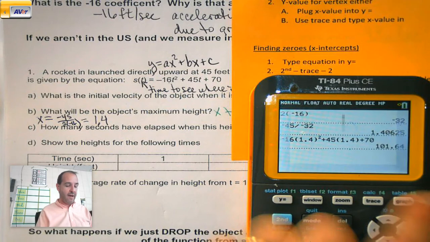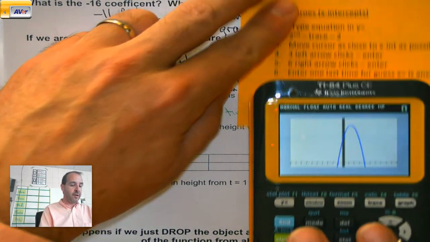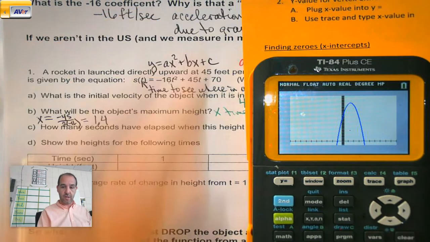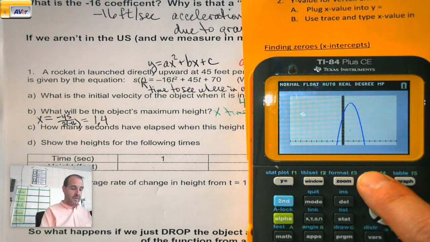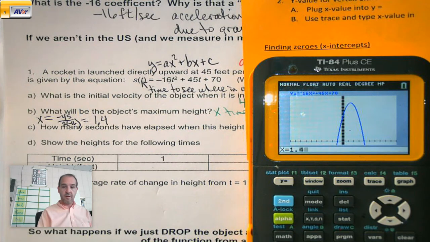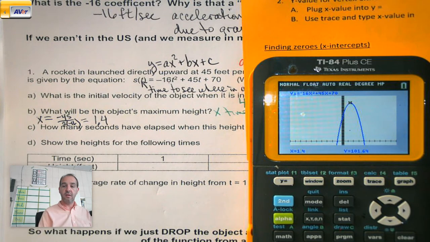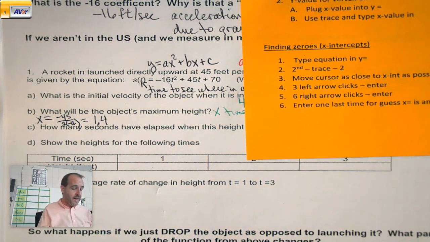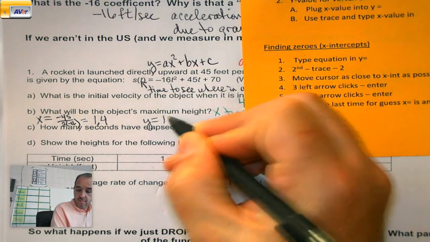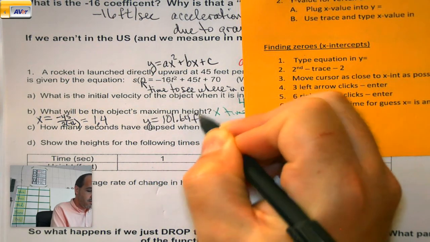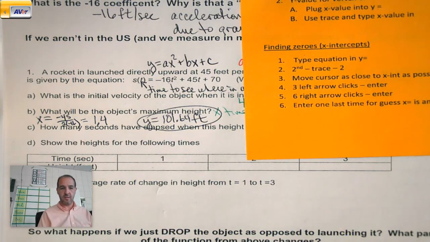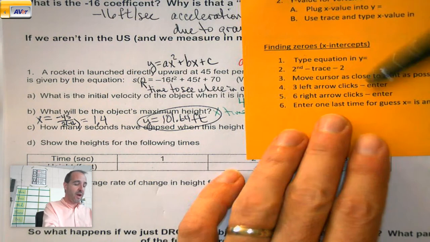If I go back to my graph, okay, my other option is to use the trace function right here. Type my x value in. So notice it says x equals 1.4, which is what I got here. And hit enter and watch this. 101.64. Okay, they both work. So depending on how you want this to be, they'll both get you to the right answer. Okay, so not bad.